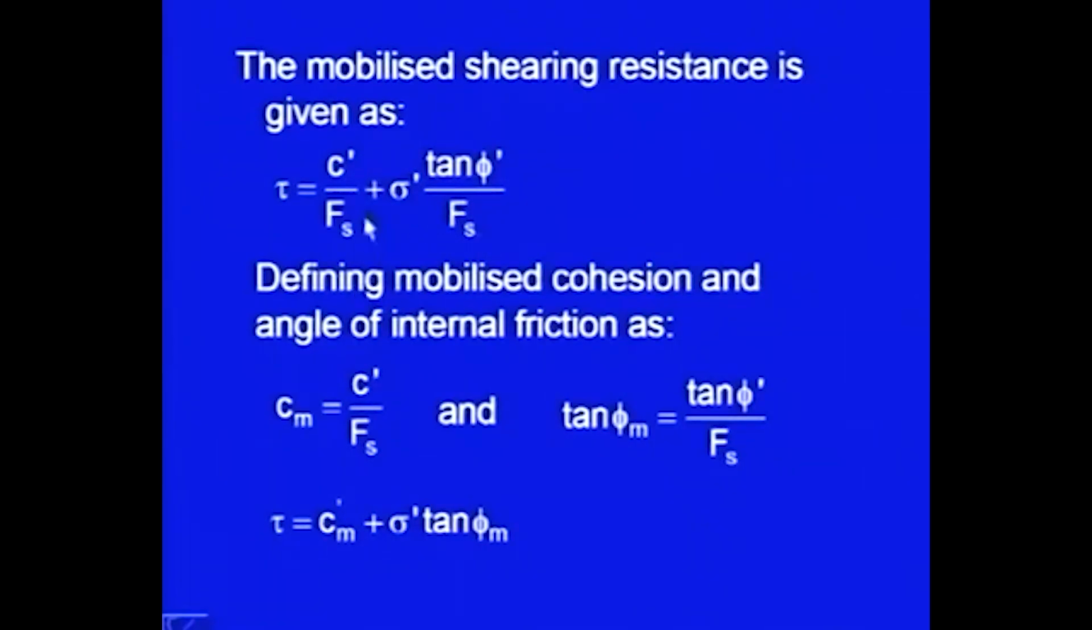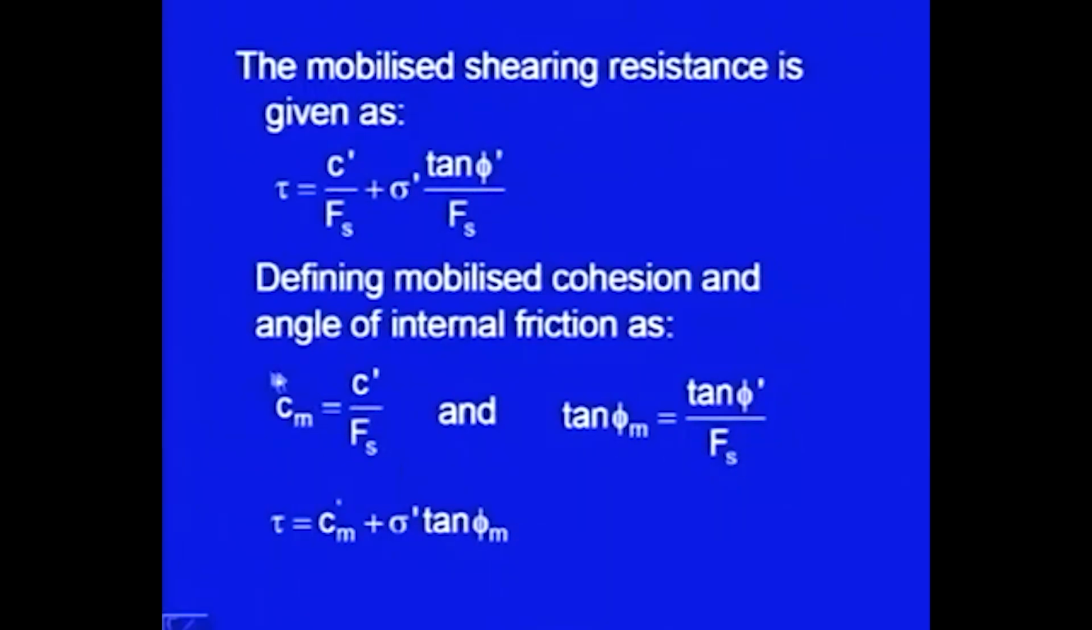This equation now I can write in a little bit different manner. I now define mobilized cohesion and mobilized friction angle. I define them like this: Cm, or sometimes I can write Cm dash also. Cm is equal to C dash divided by Fs, and tan phi m I am writing tan phi dash divided by Fs.